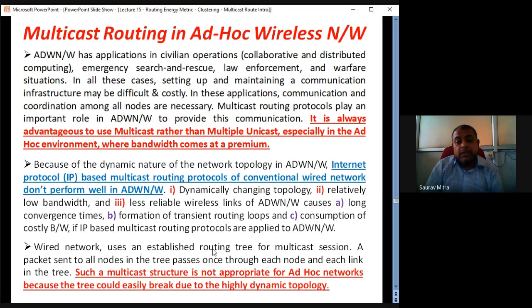A wired network uses an established routing tree for a multicast session. So ad hoc network and wired network are different. Here I am talking about a wired, established network. A packet that is sent to all nodes in the tree passes once through each node. That means it avoids looping, and each link is a tree. Such a multicast structure is not appropriate for ad hoc network because the tree could easily break due to a highly dynamic topology. That means in the case of a wired network, a very fixed path is always followed, but that might not work in the case of ad hoc wireless network because of mobility.